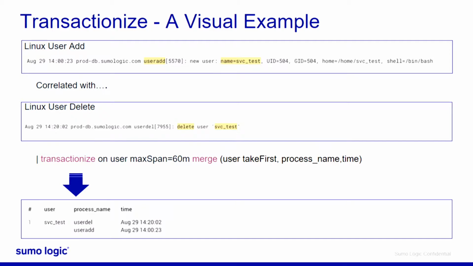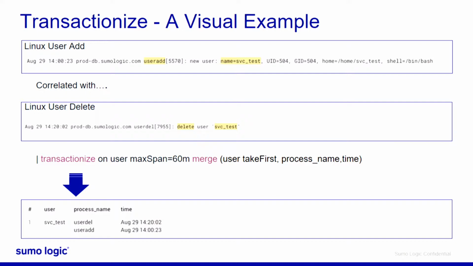So Sumo is going to group these logs based on the user. Once it's done that, it's going to figure out the span of time between these events, and then it's going to merge them. So notice this merge section. If I don't leverage merge, Sumo is going to correlate these things together and show me the raw data. But the reason I want to use merge is I want to get this data in a compact form. So in the event that I have two usernames, I'm going to take the first one that happens, because in this case, they're going to be the same user. So that's what that take first is.